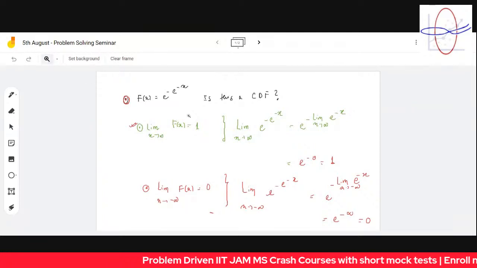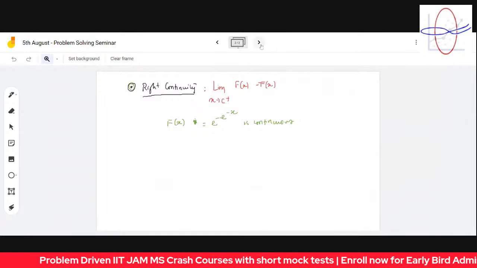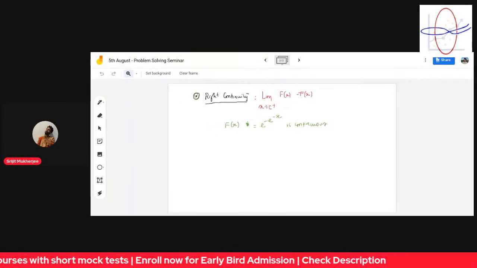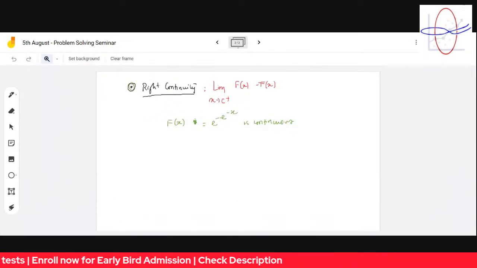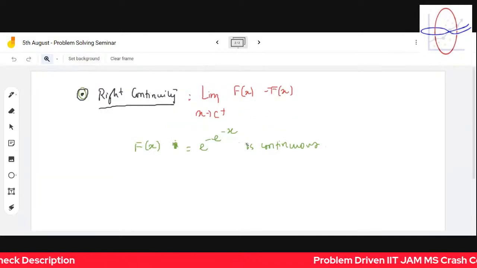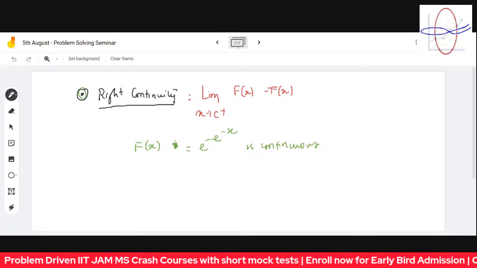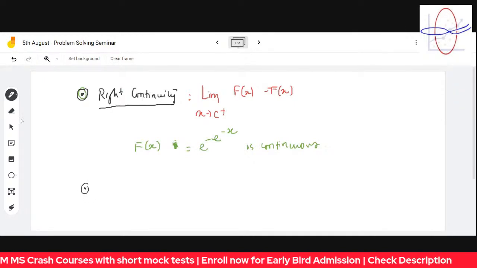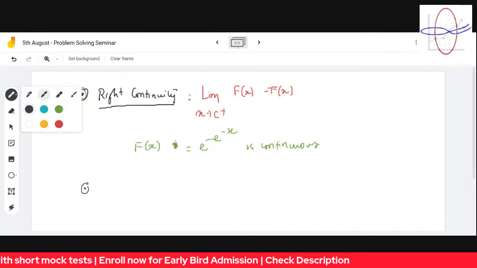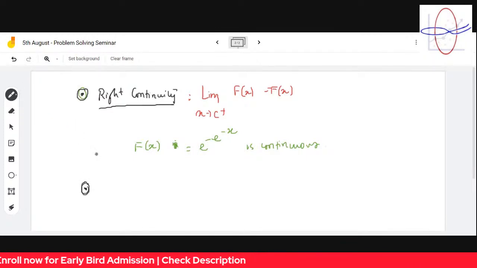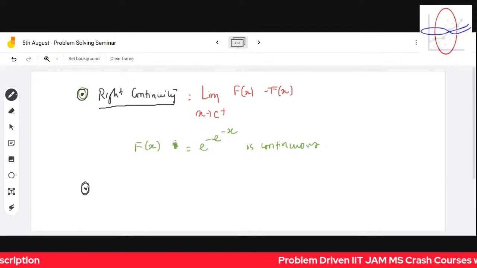We were here on the right continuity. See, if f(x) is continuous, then right continuity is just a byproduct of that. Let's check something else out. Can you tell me what other properties we need to check?